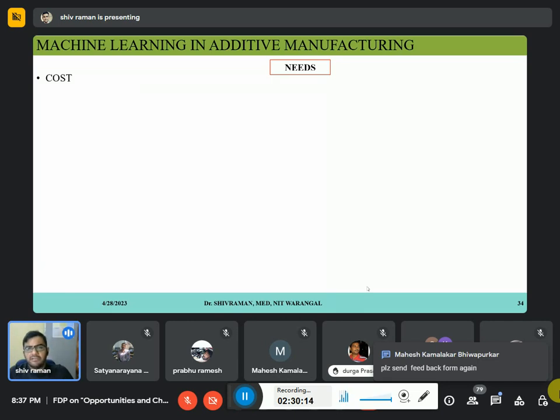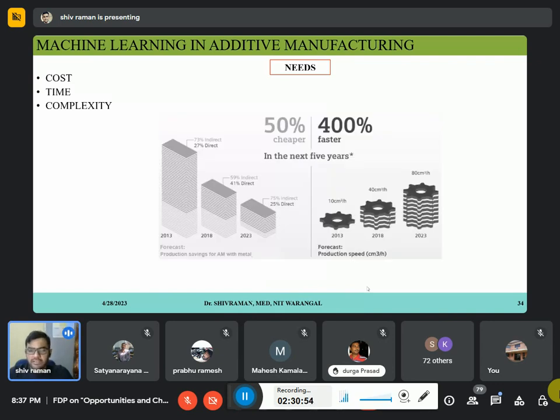So the first driving factor which resulted in the deployment of machine learning in additive manufacturing is cost, which is significantly high. So we have to bring down that cost by reducing the number of experiments. Then also the time. If we are able to print a component in lesser time with lesser cost, then only can we replace the component fabricated by conventional manufacturing. And then the complexity, which is associated with the design and with the parameter selection. So yes, machine learning can definitely help us address this, as we will see in the next slide.